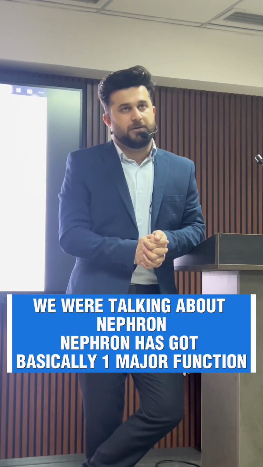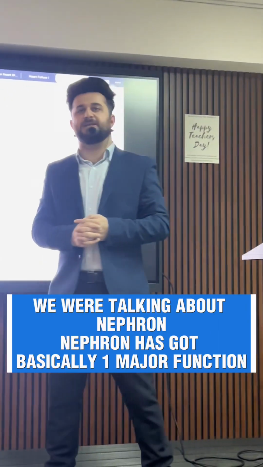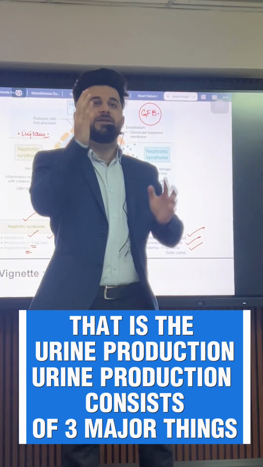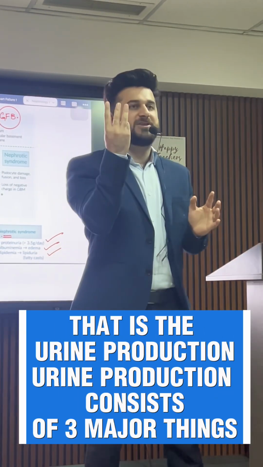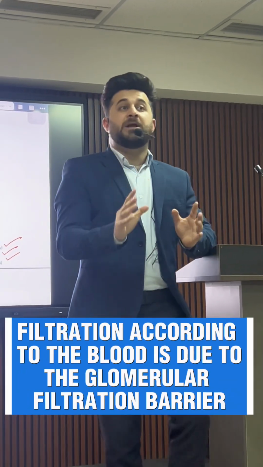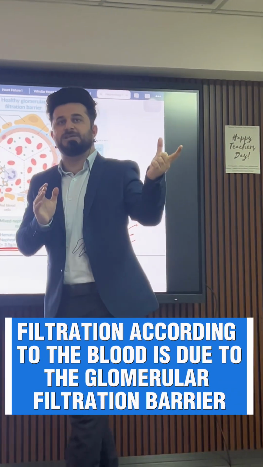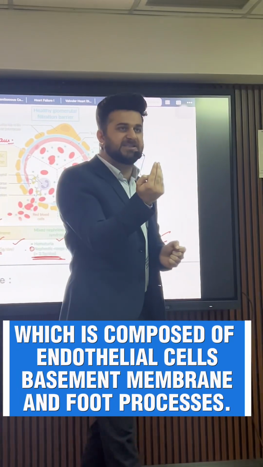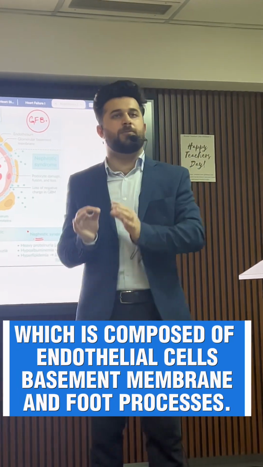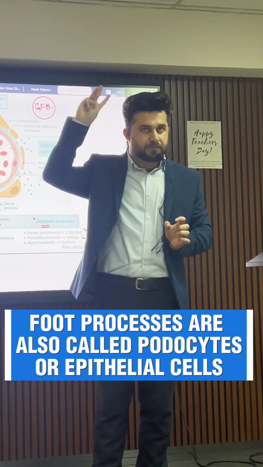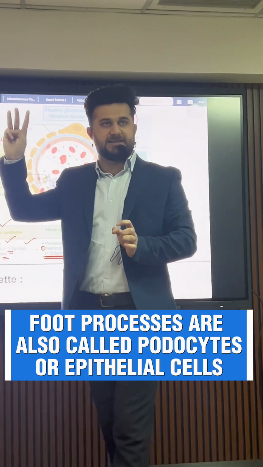Talking about the nephron. The nephron has basically one major function, that is urine production. Urine production consists of three major processes: filtration, reabsorption, and secretion. Filtration of the blood is due to the glomerular filtration barrier, which is composed of endothelial cells, basement membrane, foot processes. Foot processes have got three names. Foot processes, epithelial cells.